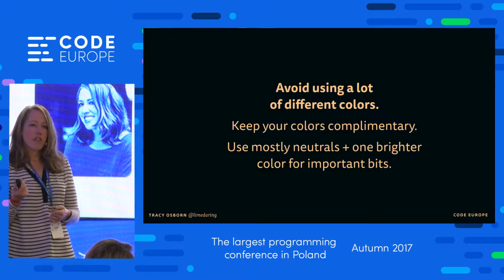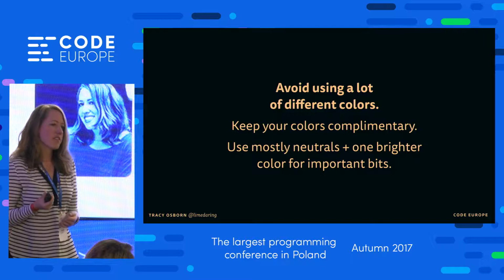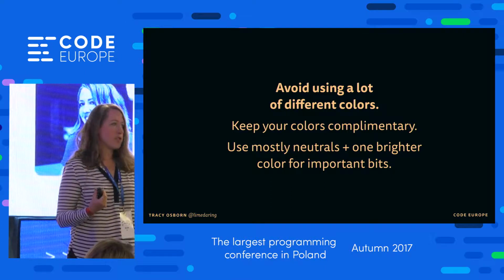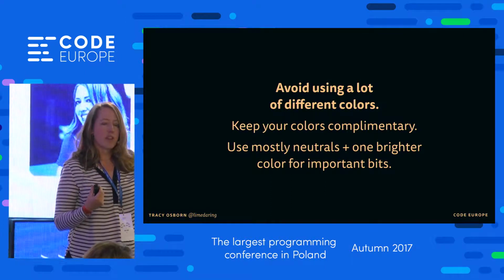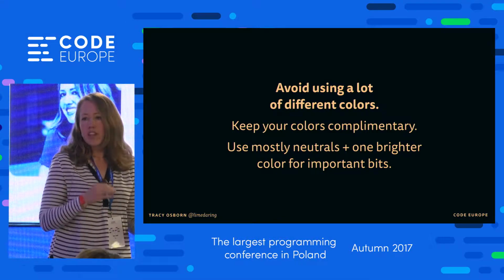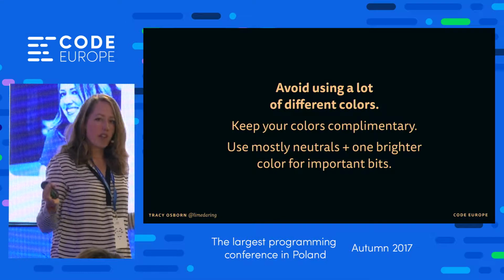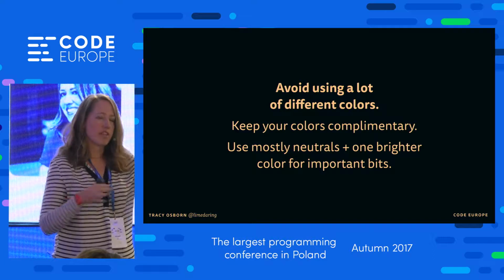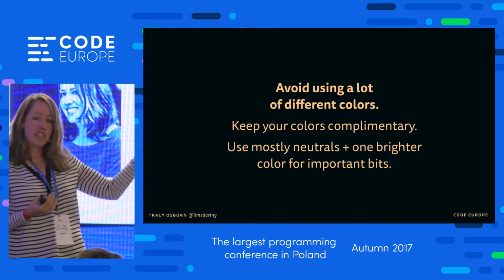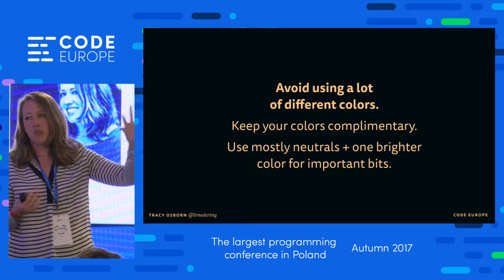But another good rule of thumb is to use mostly neutrals and reserve a brighter color to make things stand out, like your CTAs, your buttons, things you want to draw attention to. Because if you have bright colors everywhere, nothing will stand out, as compared to if you have neutral colors, like the GitHub homepage with that bright button.